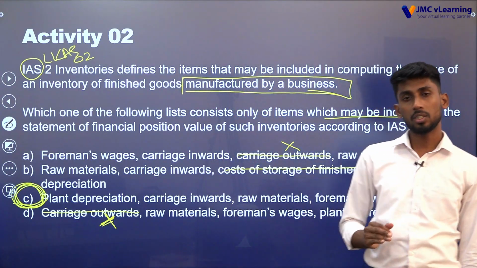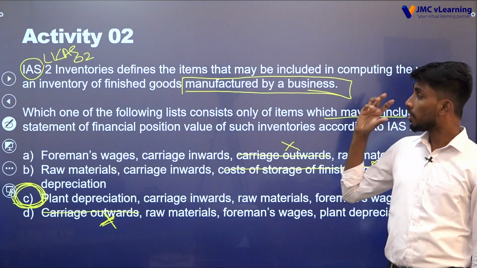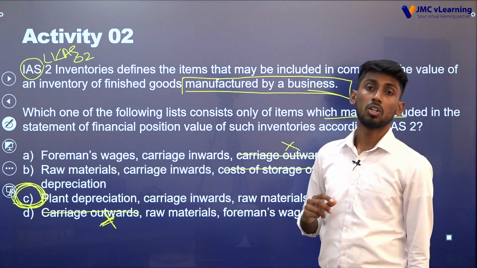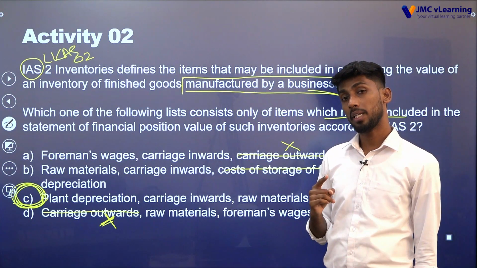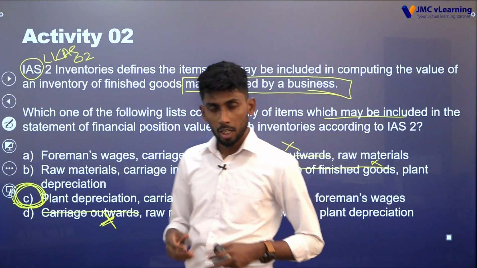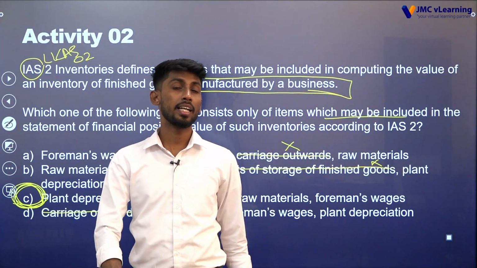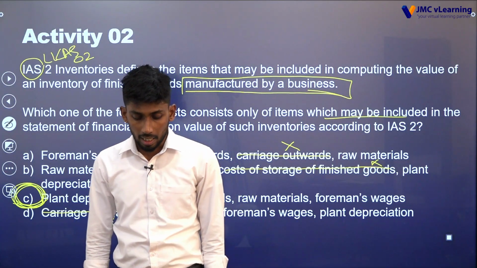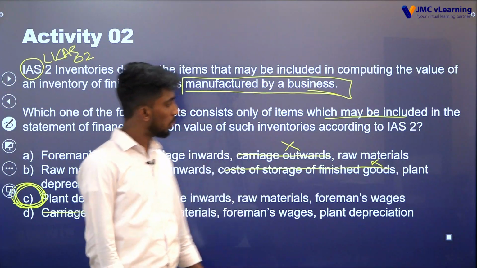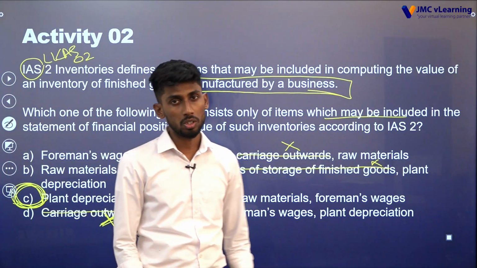Now, with those examples also, take these things into your mind. If we are to take a cost as the cost of the good, that cost should be a must to make that inventory item in the current location and condition. So that is how activity number 2 goes.